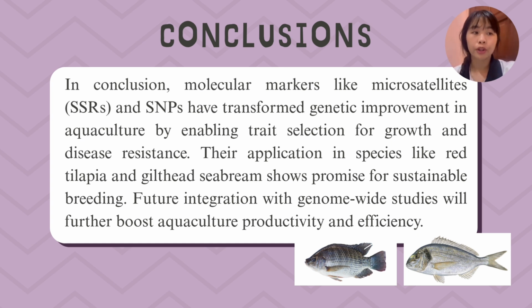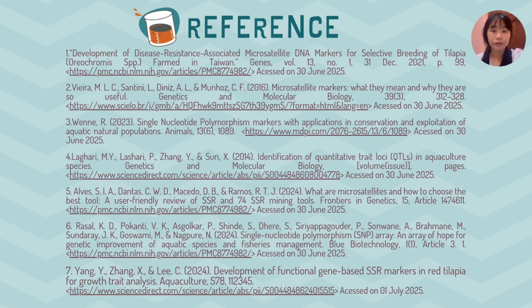In conclusion, molecular markers like microsatellites, SSRs, and SNPs have transformed genetic improvement in aquaculture by enabling trait selection for growth and disease resistance. Their application in species like Lake tilapia and other species show promise for sustainable breeding. Future integration with genome-wide studies will further boost aquaculture productivity and efficiency. This is the reference.